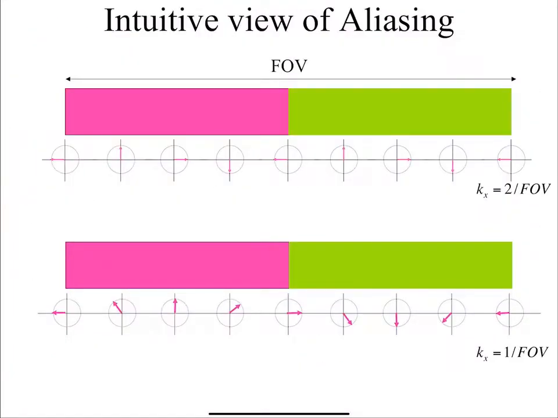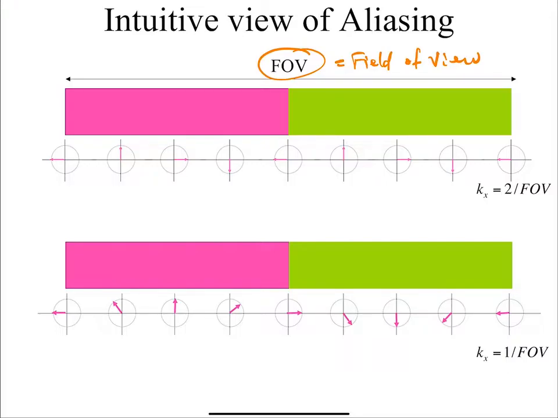Another way of thinking about it is this. Imagine you have your object. FOV stands for field of view. I think you guys went over that in CT. Field of view is essentially a parameter that you set when you're imaging. It's like, this is the biggest object I think I'm going to have. So you always set the field of view larger than the biggest object you think you're going to have. So let's say we have this object with this field of view, and it's composed of a pink part and a green part.